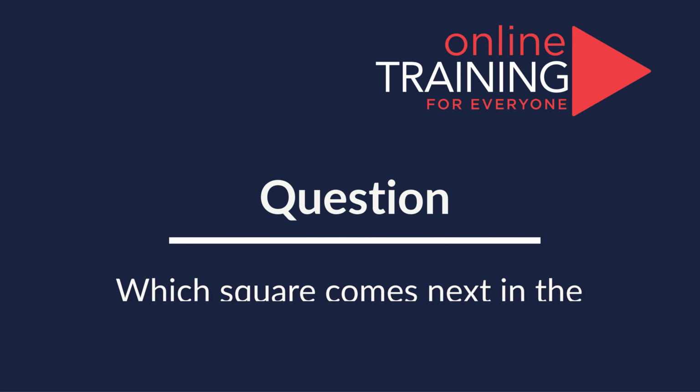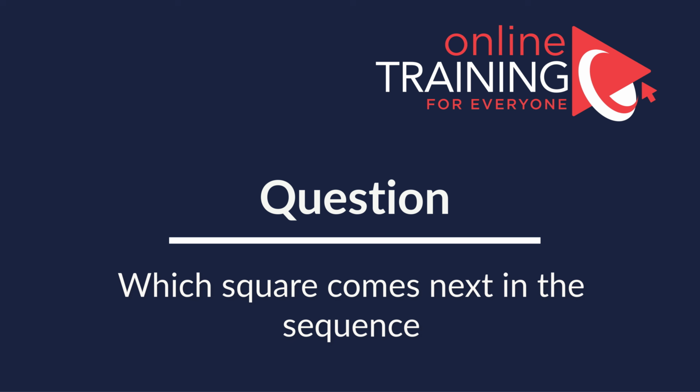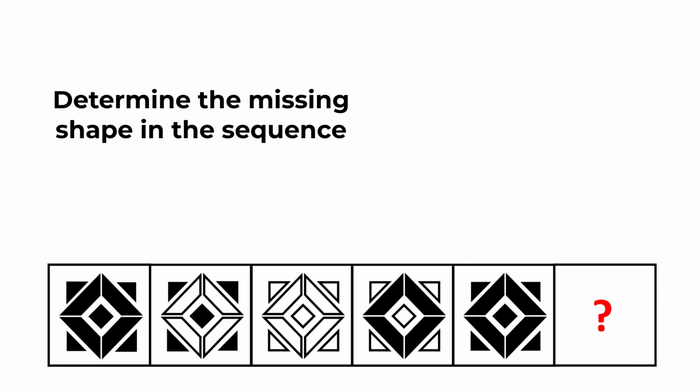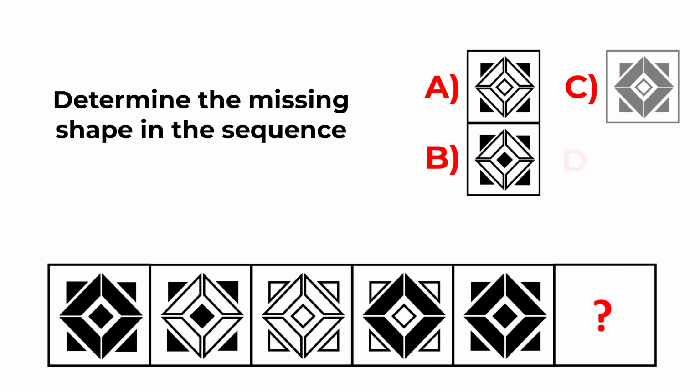It is guaranteed that you will get a question like this on almost any test. You're presented with different shapes, and you need to identify the missing shape in the sequence. You're presented with 4 different choices. Choices A, B, C, and D.